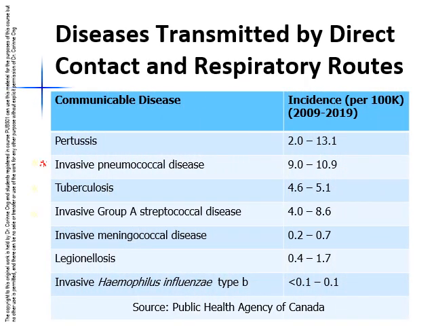Looking at the incidence rates of diseases transmitted by direct contact and respiratory routes over the past decade, pertussis tops the list, as we mentioned last week. We also saw that the incidence rate of invasive pneumococcal disease last week was between 9 and 10.9 cases per 100,000 population. The other two diseases that are also marked by a red asterisk are the ones we'll be covering today. Tuberculosis and invasive group A streptococcal disease both have lower incidence rates at around 5 cases per 100,000 population, about half the rate of invasive pneumococcal disease.